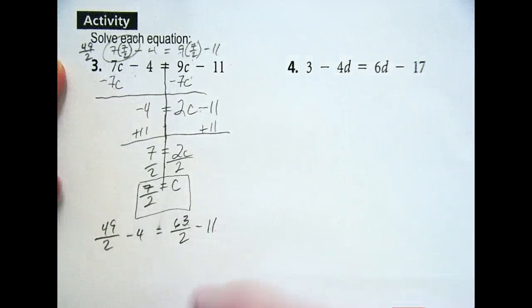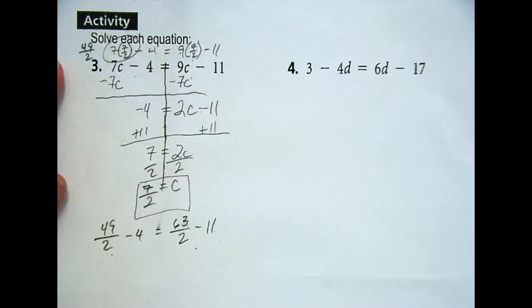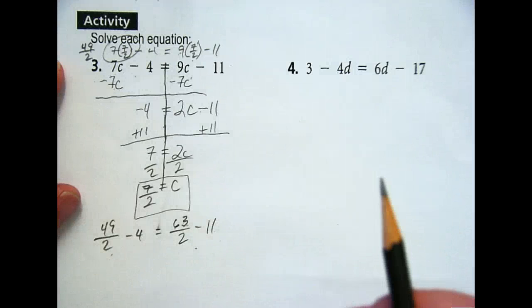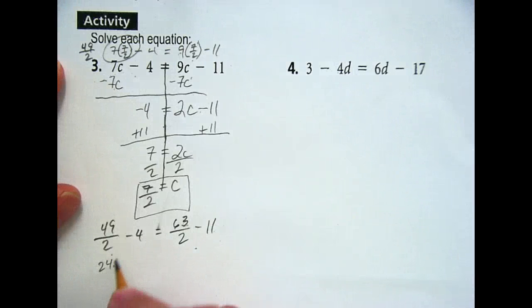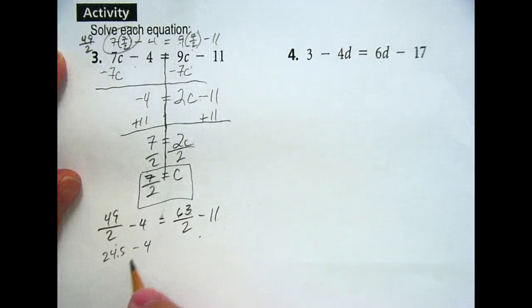All right. The question is, does this equal that? They don't look the same. What's half of 49? What's half of 50? 25. So what's half of 49? 24.5. 24.5 minus 4 is? Everyone? 20.5? That's not everyone.